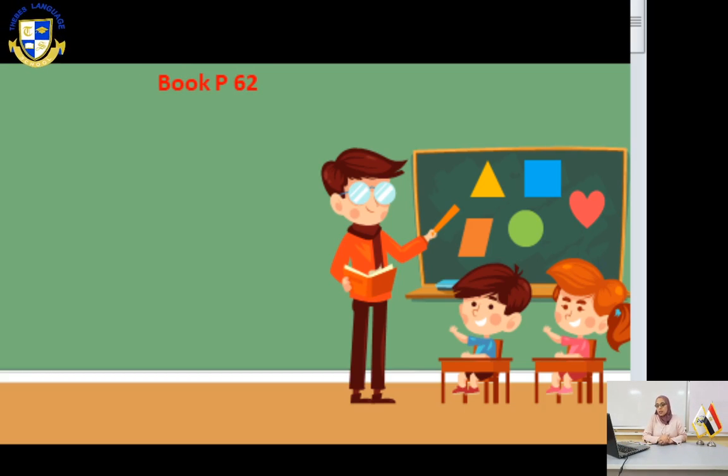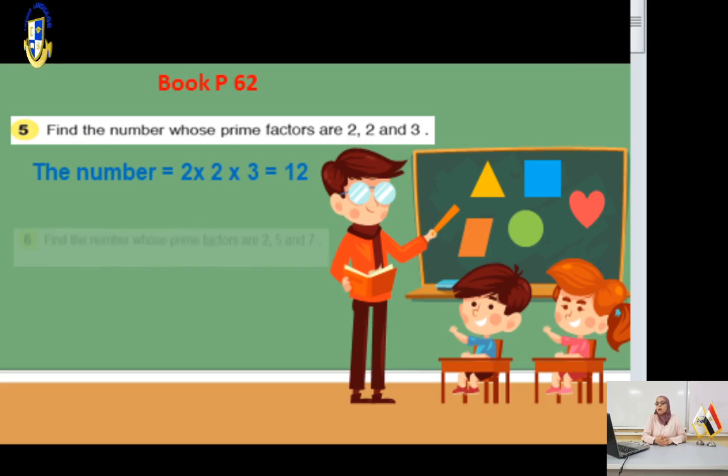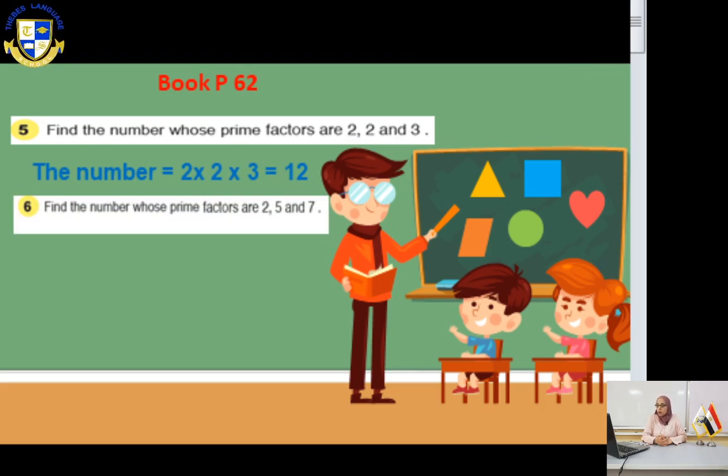Last exercise here. Find the number whose prime factors are 2 and 2 and 3. To get the number which has these factors, we must multiply them together. 2 times 2 times 3 equals 12. Find the number whose prime factors are 2, 5, and 7. Multiply them together. 2 times 5 times 7 equals 70.